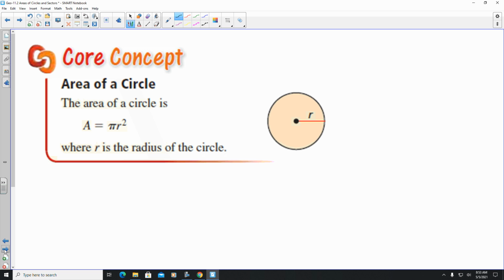So going into area of a circle, most of us should know that the formula for the area of a circle is pi times r squared. Unlike circumference, which gave you two different options depending on whether you were given the diameter or the radius, for area of a circle, radius is the only value that you can use with the formula. So if they give you a diameter, make sure that it gets converted to radius. All right, so just keep that in mind.